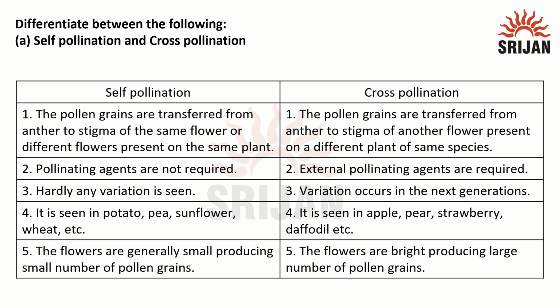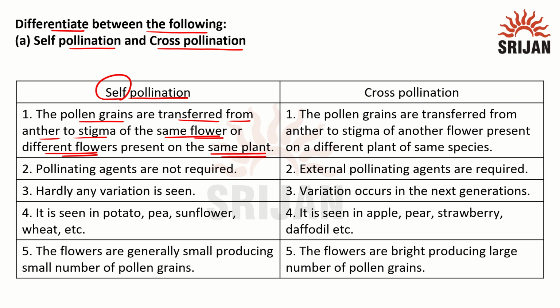The question is, differentiate between the following. The first question is self-pollination and cross-pollination. Self-pollination, as the term refers, means the same parental plant. That is, pollen grains are transferred from anther to stigma of the same flower, or it can be a different flower also present on the same plant.